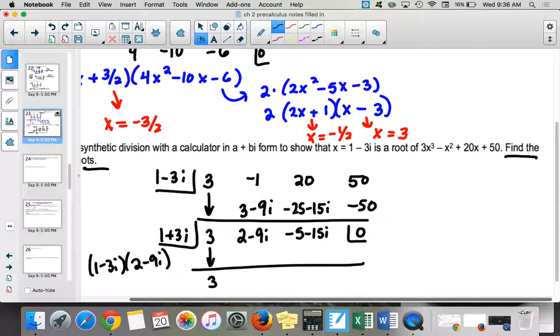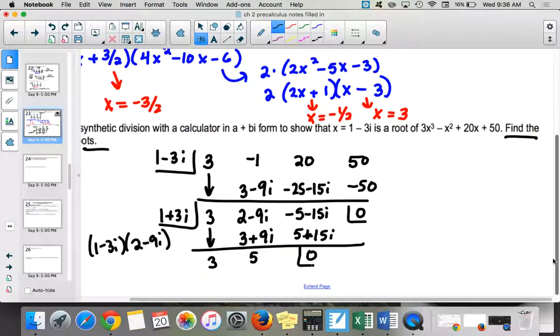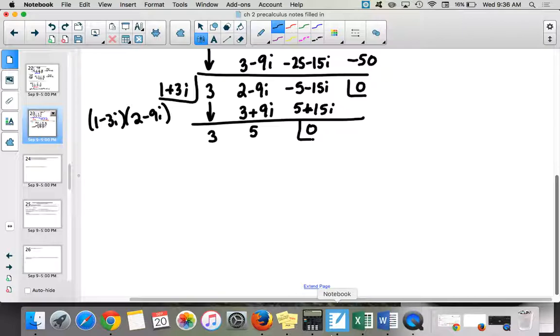So you drop the 3, you'd have 3 plus 9i. You add straight down, you get 5. This one's not painful to do without a calculator. 5 times 1 plus 3i is 5 minus 15i, plus 15i. And when we add straight down, we get 0. It factored evenly. So we're left with 3, 5. What is 3, 5? Yeah, it's 3x plus 5. So if I set this equal to 0, I get 3x equals negative 5, x equals negative 5 over 3.